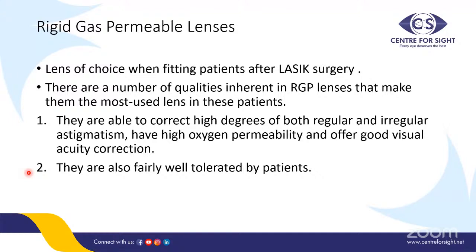Finally, coming to the rigid gas permeable lenses, these are the lenses of choice when fitting post LASIK surgery. And there are a number of qualities of these lenses that make them most used. Number one, they are able to correct high degrees of both regular and irregular astigmatism. They also at present offer good oxygen permeability and therefore good visual acuity correction. They are also well tolerated by patients, and nowadays these lenses are available for extended use as well.